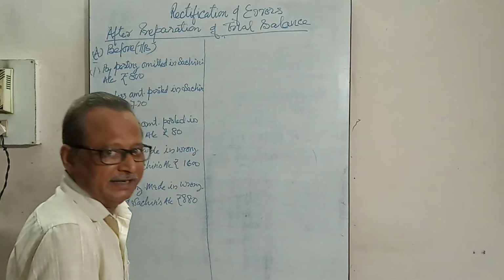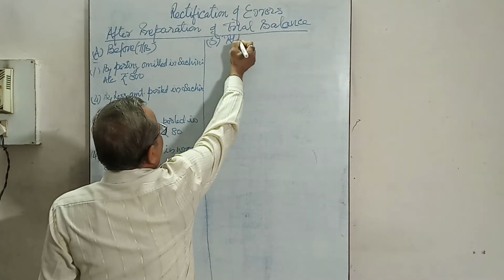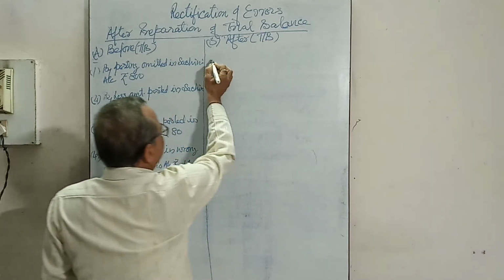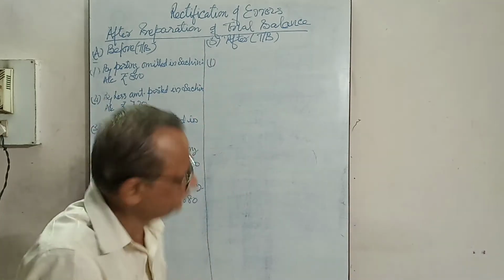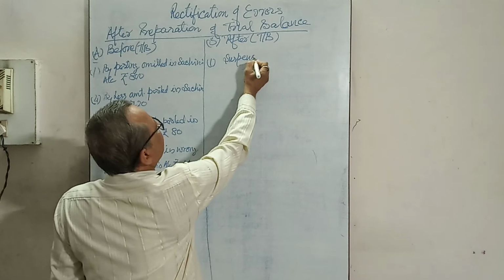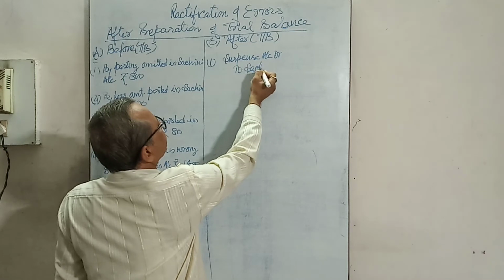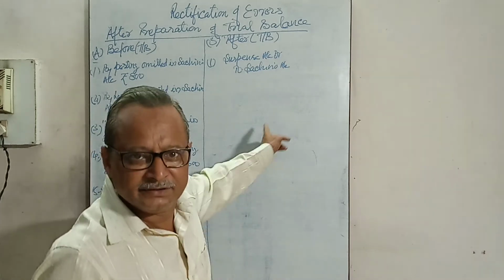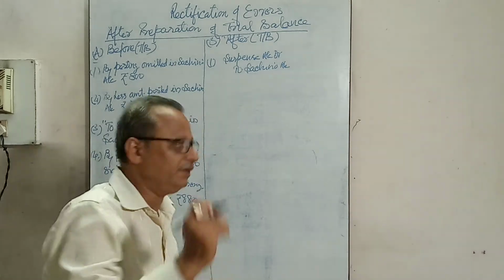In the same question, after B, after trial balance. Now see, entry number 1. Here we will write suspense account debit to Sachin's account, because in the credit item this was omitted. So credit item, this is the error of omission.